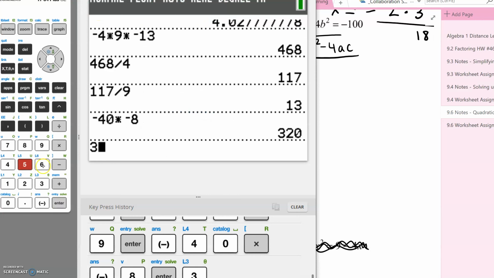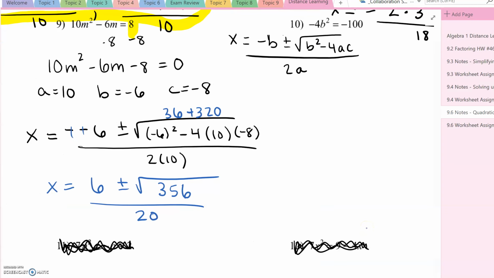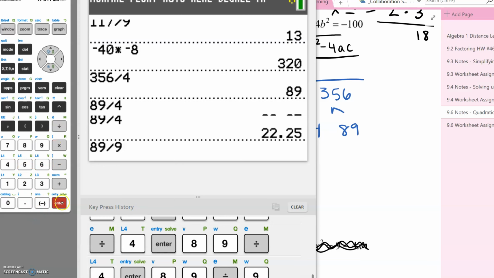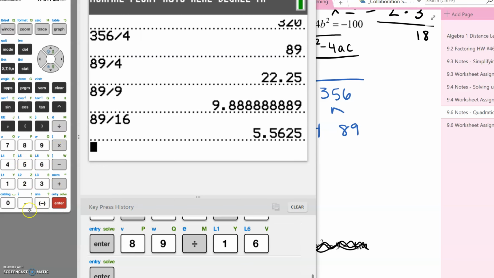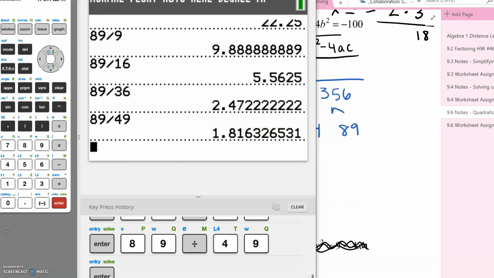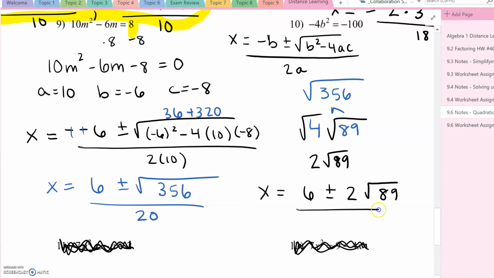My goodness, 356. We want to see if there's a perfect square in there. 4 times 89. There we go. Okay, so 4 times 89. Let's see if 89 has any perfect squares in there. Not going to be divisible by 4, by 9, I don't think so. 16, no. 25, definitely not. 36, no. No, so we're not going to find a perfect square in here, right? Because I'm more than halfway to 89. So that's all that we can simplify then. So we have the square root of 4 times the square root of 89. The square root of 4 is 2. So we have x equals 6 plus or minus 2 square root of 89 all over 20.